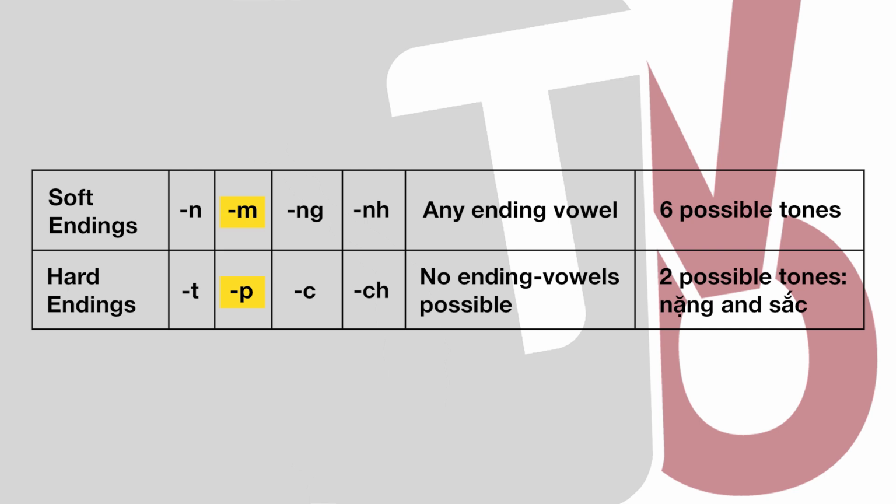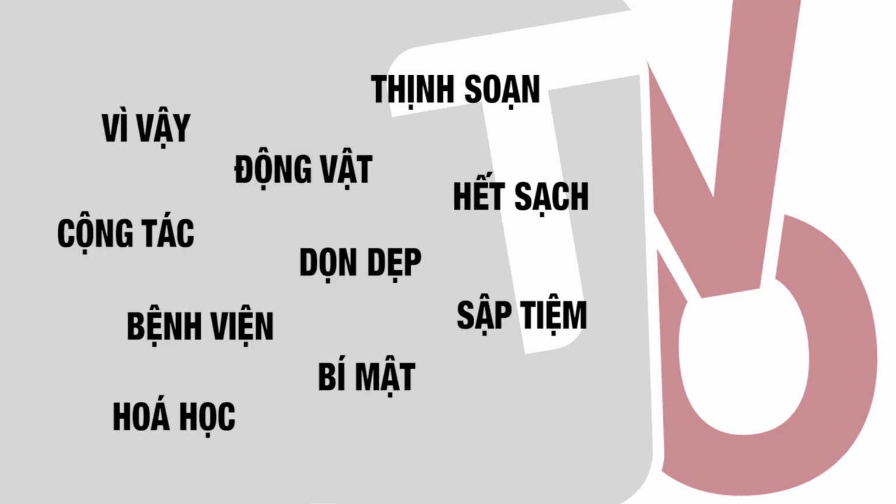And so we do the same thing with M. So for example, the word "nhiệm". The M turns into a bit like a P sound. And lastly, we do the same with the NH. It turns into a CH sound. So, "mạnh". To practice, try saying these words.